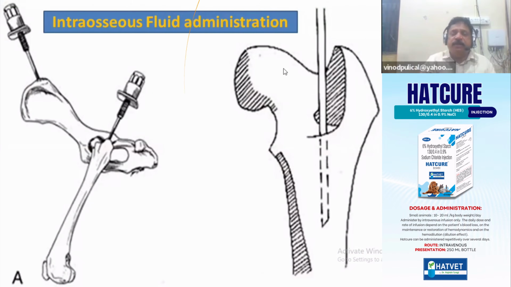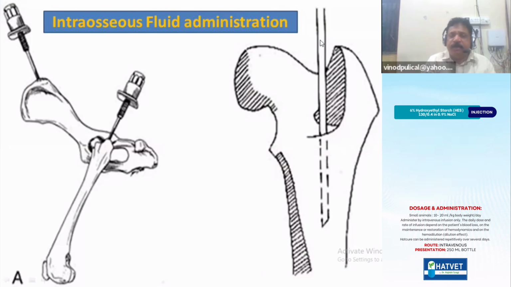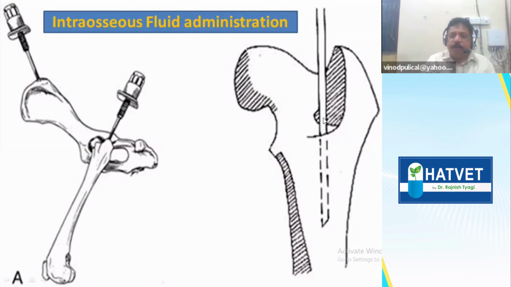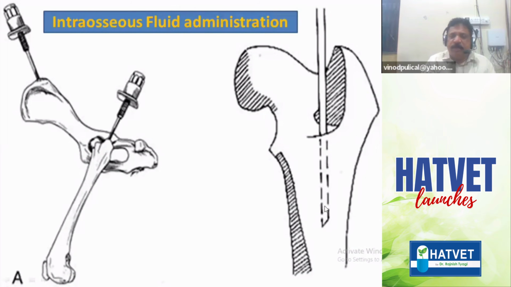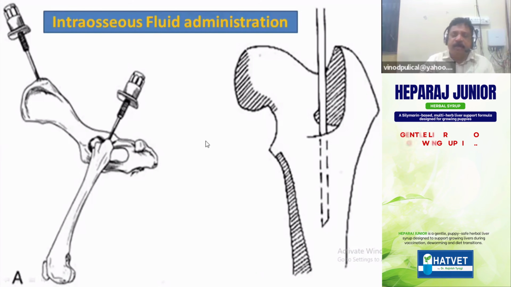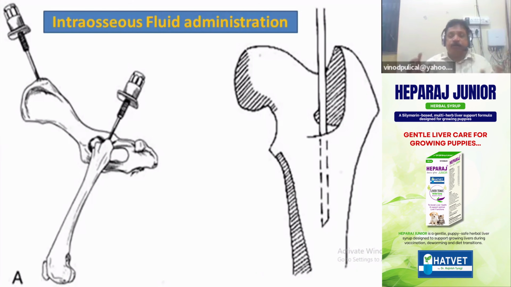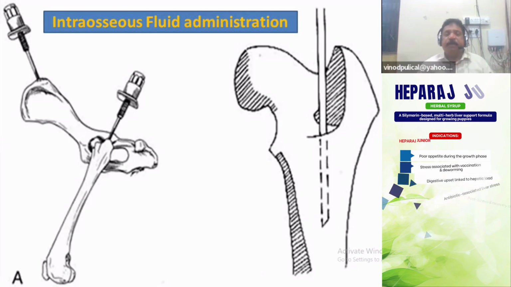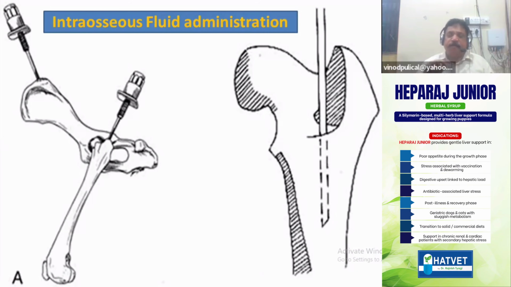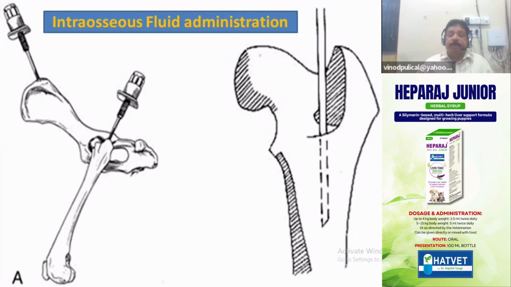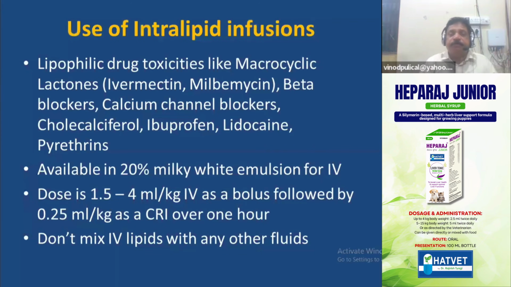You can see the head of the femur, neck of the femur, and trochanter. You can see the intertrochanteric fossa. Through the intertrochanteric fossa, you can drill the needle into the marrow, and you can administer any amount of fluid which we calculate. But this is a painful procedure. It should be done only in recumbent animals after proper lignocaine infiltration. So this bone marrow can act as a rigid vein.